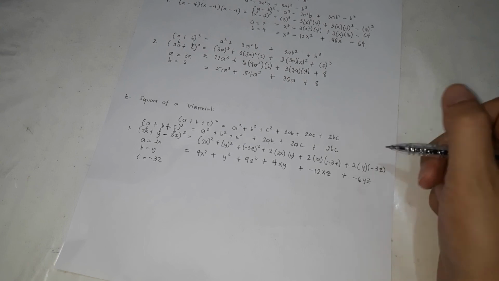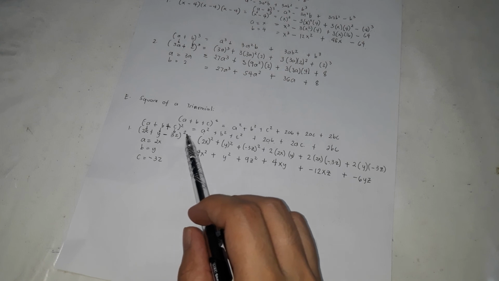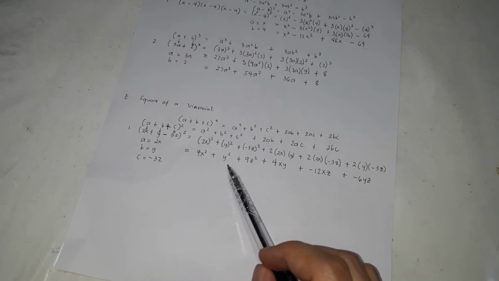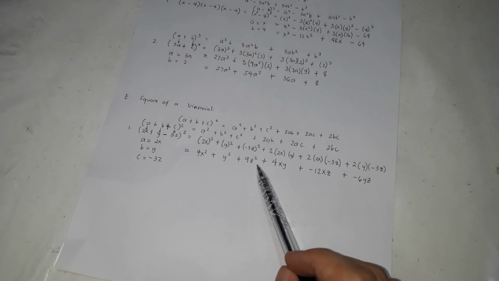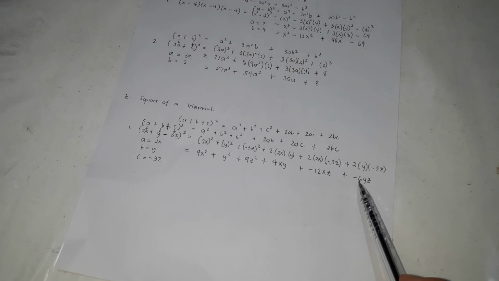y, z. So this is the answer for 2x plus y minus 3z squared is equal to 4x squared plus y squared plus 9z squared plus 4xy plus negative 12xz plus negative 6yz.